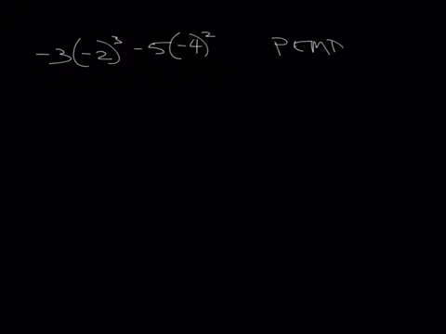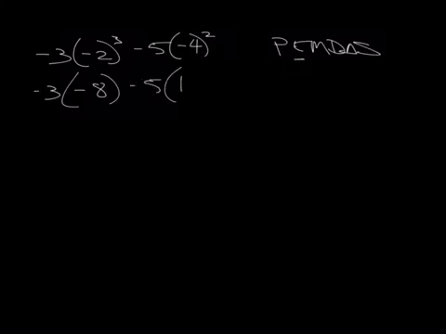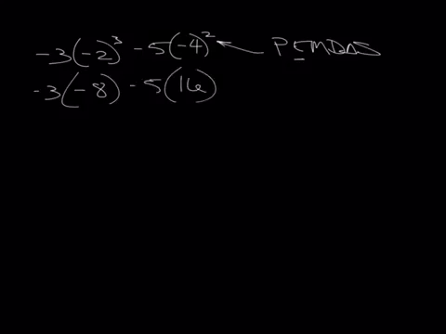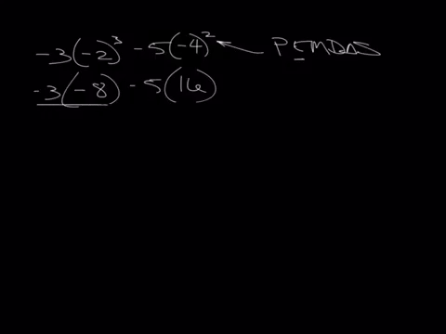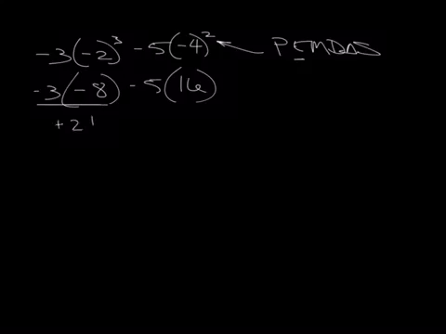Alright, D is -3 times -2 cubed minus 5 times -4 squared. Alright, so let's look at PEMDAS again. It says parentheses. We don't have anything to do in the parentheses, but we do have exponents. So -3, and I'm just going to leave that in the parentheses. So -2 cubed, minus 5, -4 squared is going to be 16, because this is an even number, so our answer is going to be positive. So -3 times -8. A negative times a negative is always positive.